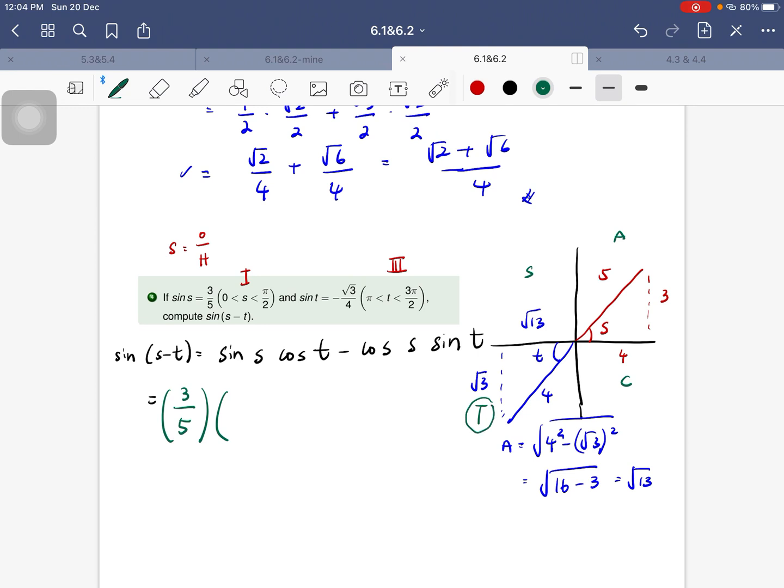And cos of T. So remember, in this third quadrant, only tangent is positive. So I'm supposed to have a negative value for cosine. Cos is going to be adjacent over hypotenuse. So that is going to be given by negative square root of 13 over the hypotenuse value, which is going to be 5. So minus. Cos of S, again, it's going to be adjacent, so I'm going to have 4 over 5. And sine of T is given in the question, so that is going to be negative square root 3 over 4. So now let's simplify this.